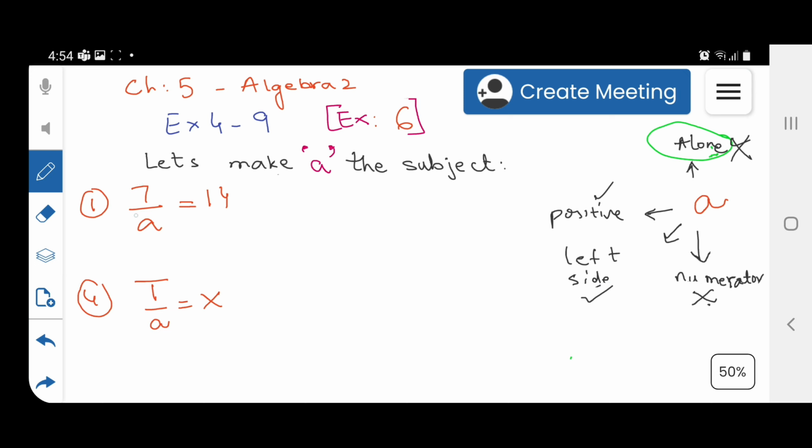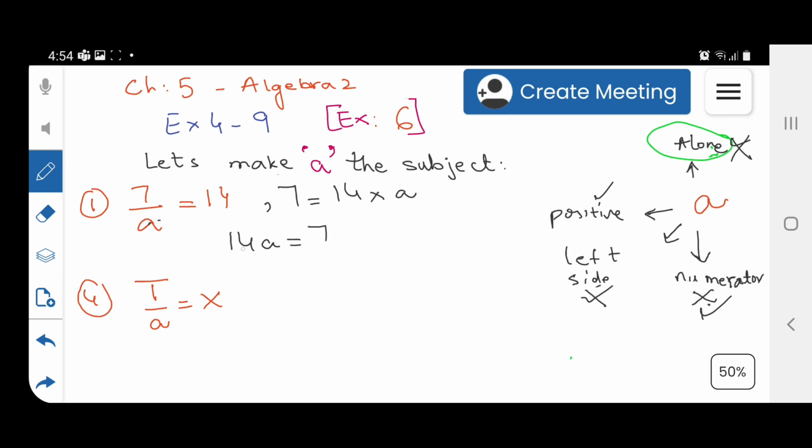So here you can see 7 is divided by a. If I send a on the other side, it will become multiplication. So you can say 7 equals 14 multiplied by a. Now 14 multiplied by a means 14a. But what is our task here? Now it is in the numerator, but it is not on the left side. So our task is to switch the sides. So you can say 14a equals 7.